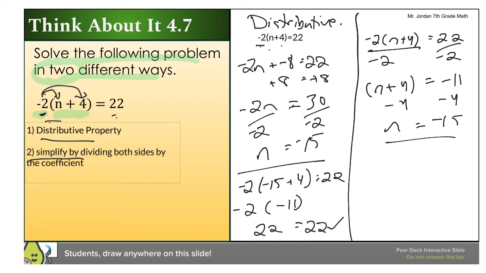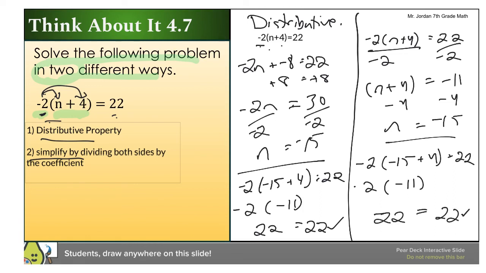And I could also do a check in the same way, which is minus 2 times minus 15 plus 4 is equal to 22. Minus 2 times minus 11 is equal to 22. So these are my two different ways of solving. I can use the distributive property, or I can simplify by dividing both sides by the coefficient.